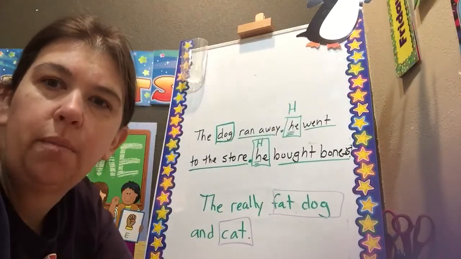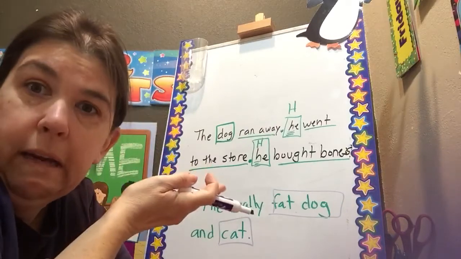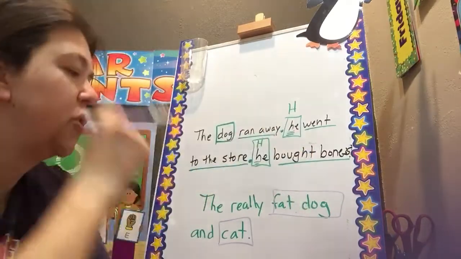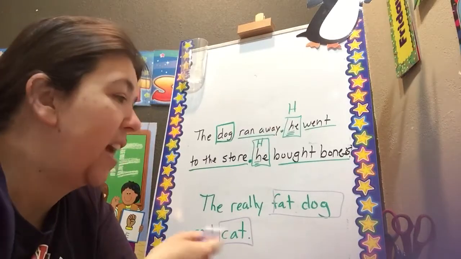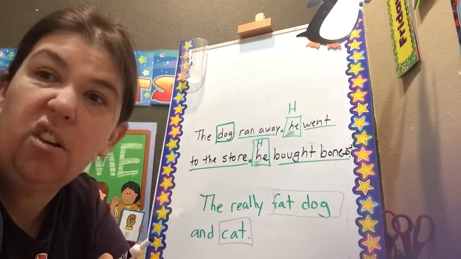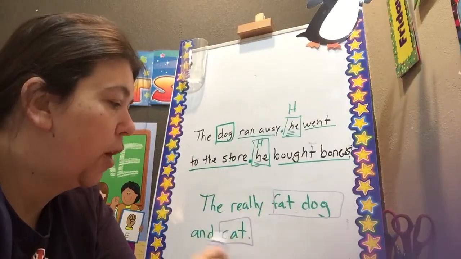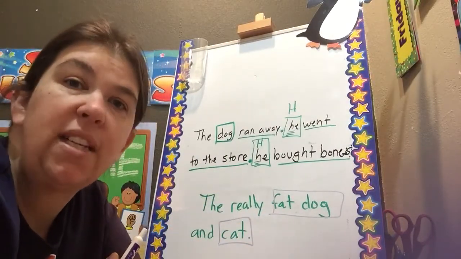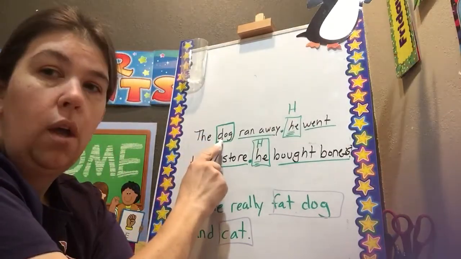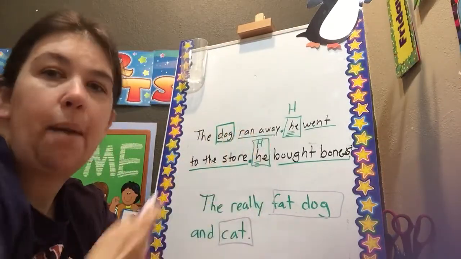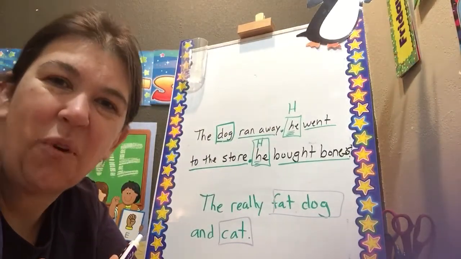Okay, what's happening with them? What are they doing? I don't know. So is this a sentence? No, it is not a sentence because I don't know what the really fat dog and cat are doing. They left me hanging. So just because there's a lot of words, guys, doesn't mean that it's a complete sentence. Remember, to be a complete sentence, it has to tell me who and what's happening. Okay? Gets a little confusing, I know. That's why we keep working at it.